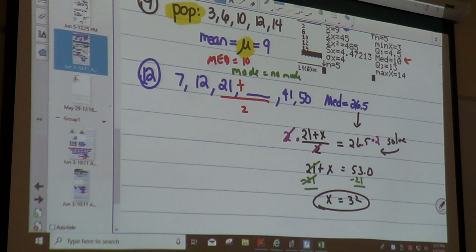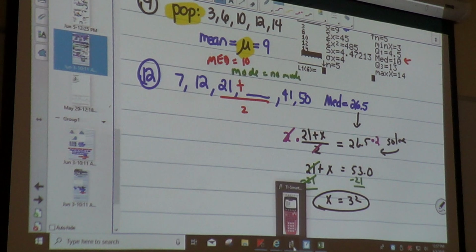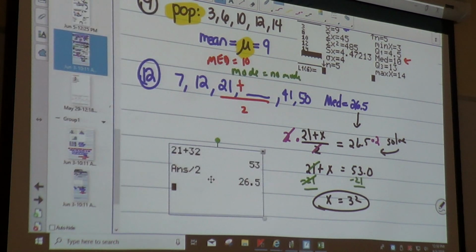Now some of y'all just said, let me plug in a number, add 21, divided by 2, see if it equals that. Nope, too small. Let me go bigger. Nope, let me go bigger. Let me go smaller. So now we can double check: 21 plus 32 divided by 2 has to equal 26.5. So 21 plus 32 divided by 2 is going to give me my 26.5.